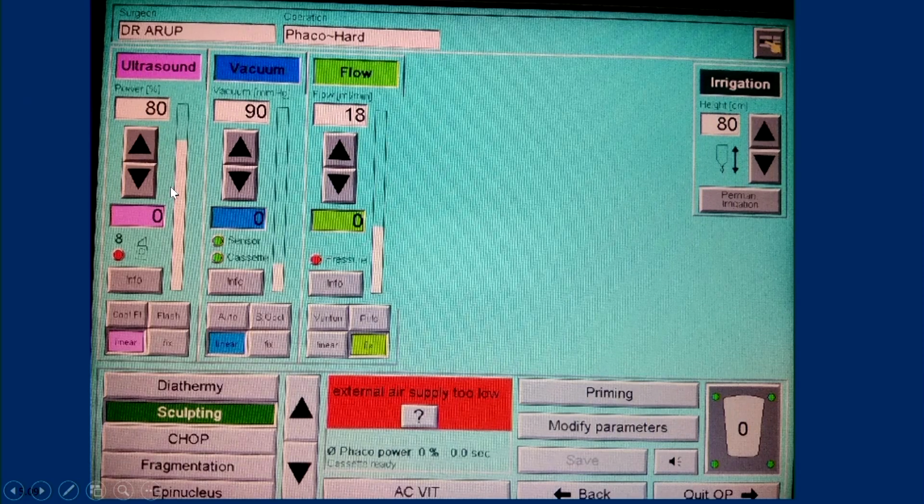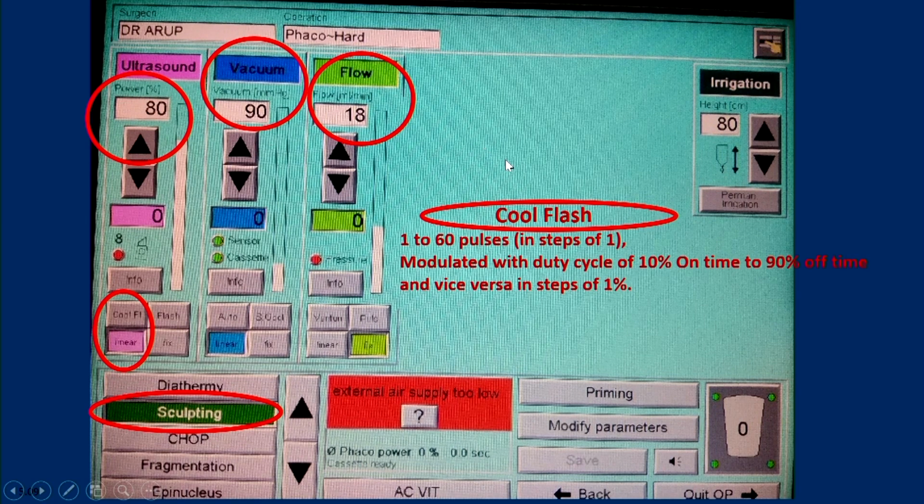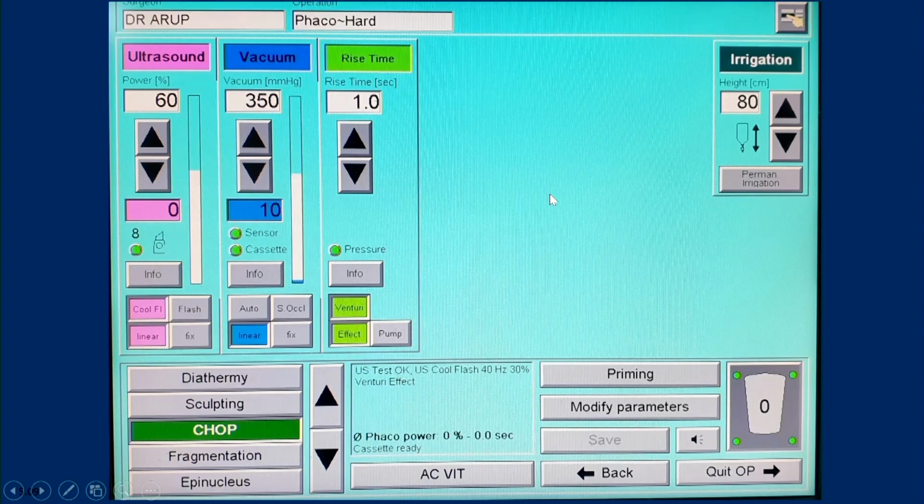So the parameters that I have used for sculpting: 80% power, and it is continuous longitudinal. It has a no bubble, no burn sleeve, so I'm really not worried about wound burn. It has never given us any wound burn. Vacuum is 90, flow is 18. And then I will use a pulse mode when I start chopping.